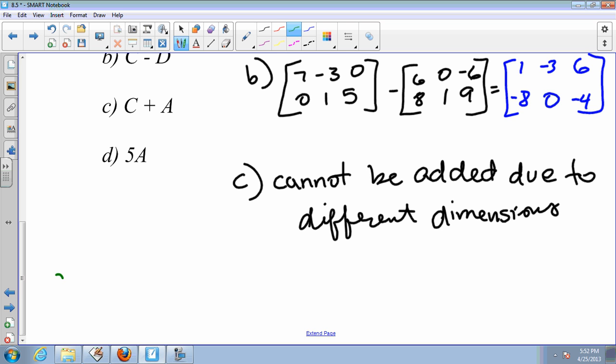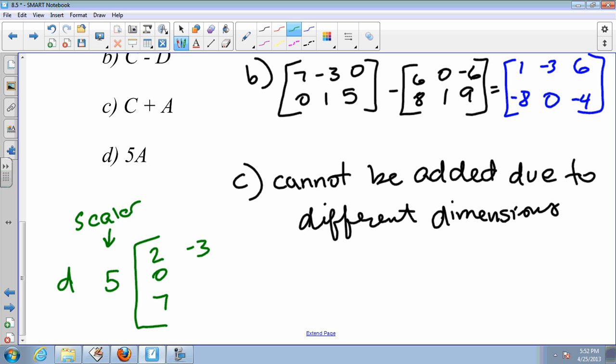That just leaves us with part D, 5 times A. So 5 is our scalar. What a scalar does is it multiplies everything that's in your matrix. So it's kind of like distributing into the matrix.